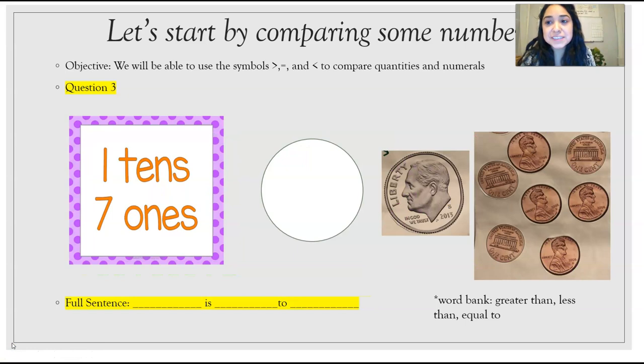So question 3 is going to look a little bit different. So you're going to see the number in word form, and then you're also going to see the number in coin form. That's why I went over the coins at the beginning of this video so that we could remember how much the coins were worth. So make sure that you count your pennies and make sure that you count your dimes and that you see and write down what number we are talking about and compare the two. And you're going to use your word bank right here. So you're going to put a number here, the word from the word bank, and another number over here.